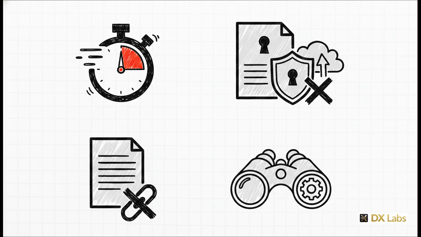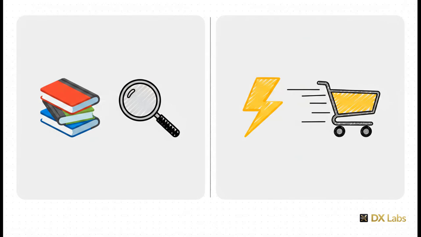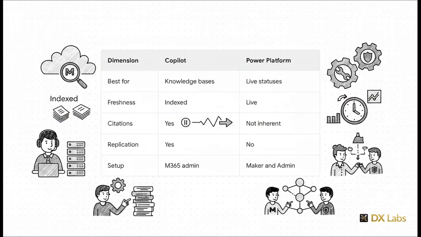Also, just a quick note, as of April 2026, real-time knowledge via Power Platform Connectors is a preview feature, so keep an eye out for UI changes before it hits general availability. Putting it simply, side by side, you're going to choose the Index Copilot connector for stable documents that really need citations. And you'll go with the Live Power Platform connector for those fast-changing transactional records, or where copying data is simply impossible or illegal. Okay, this decision matrix right here is basically your ultimate cheat sheet.